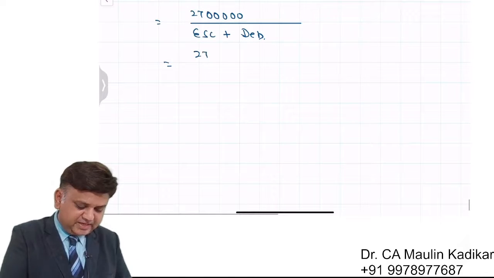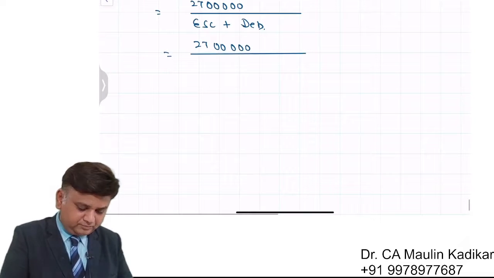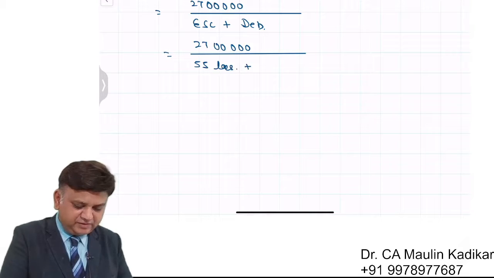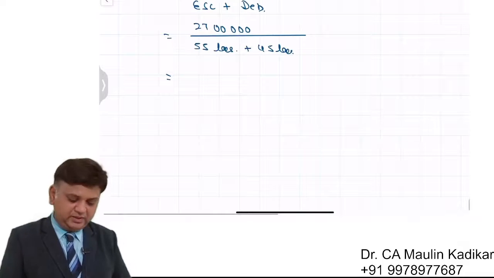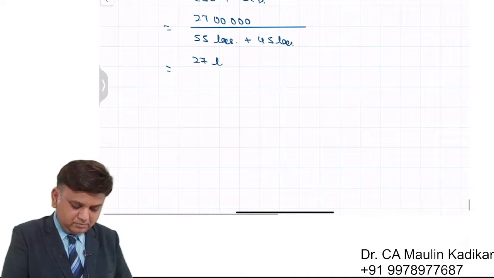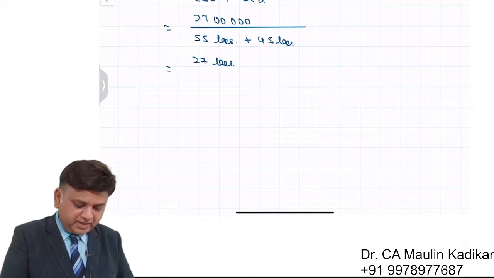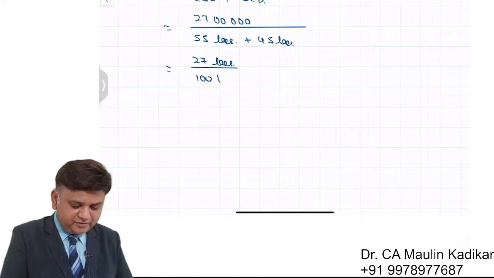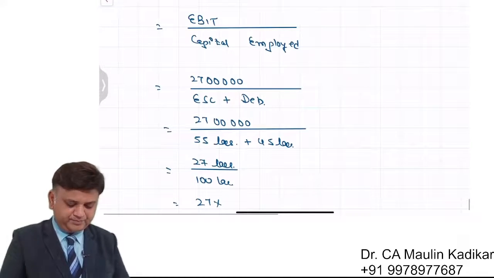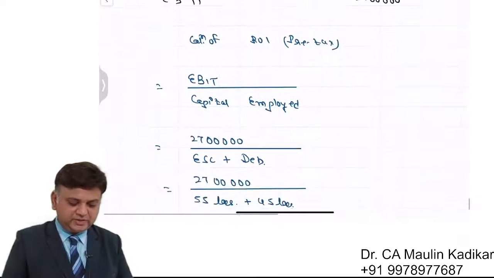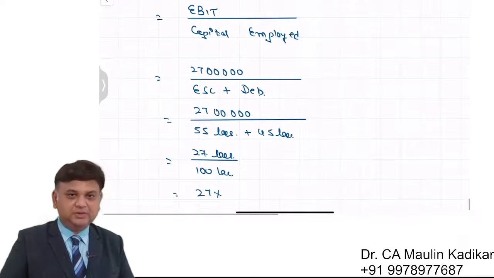So it is 27 lakhs. Equity share capital is 55 lakhs. Plus debentures is 45 lakhs. So 27 upon 100, into 100, for getting the answer in percentage term. So it comes to 27%. I request all of you to write down the answer: 27%.